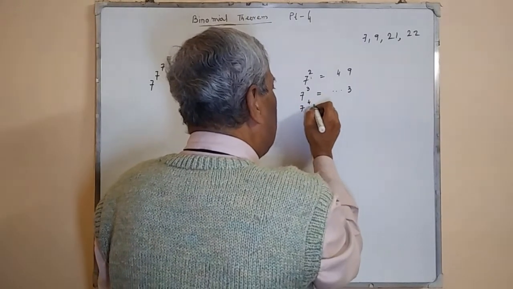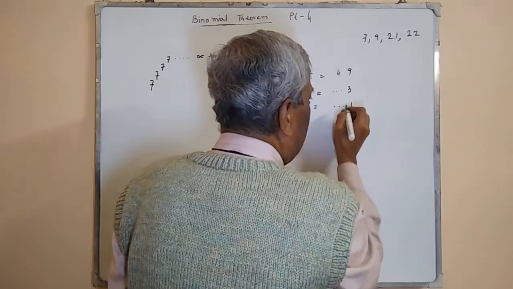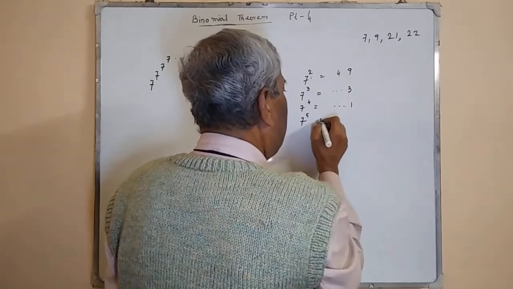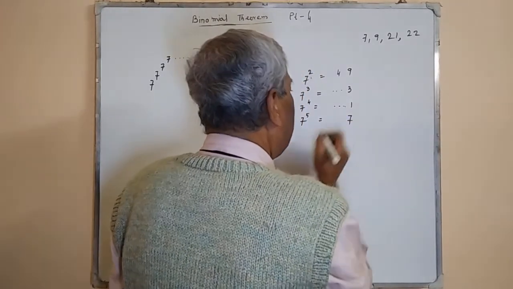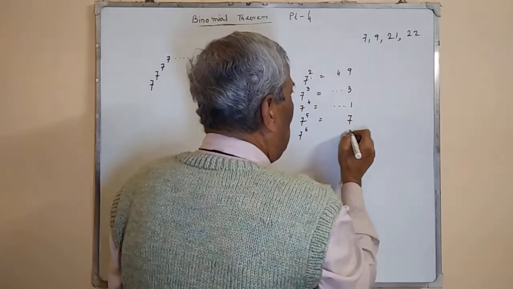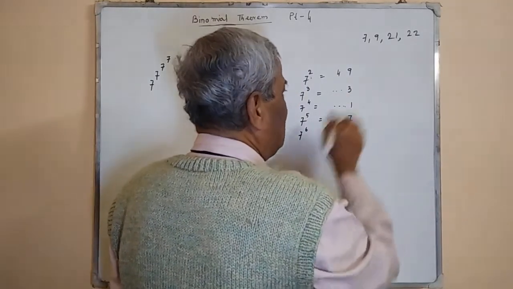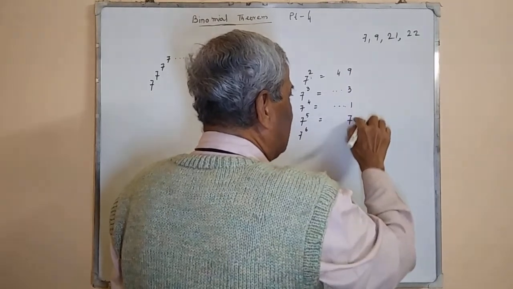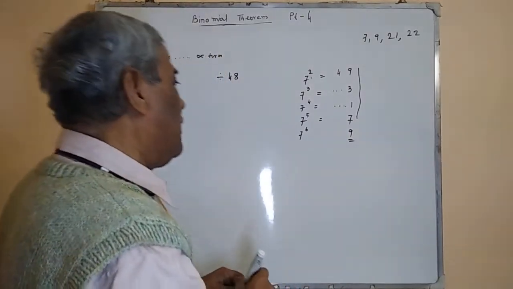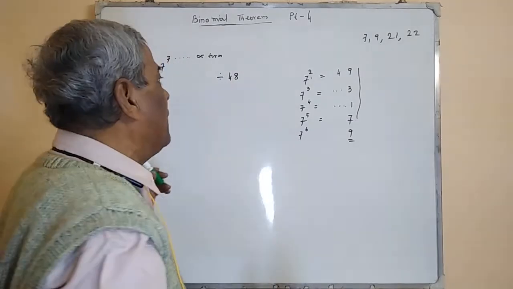7 to the power 4, again 7 into 3 is 1 in unit position, so it is an odd number. 7 to the power 5 is again 7, and 7 to the power 6 is 9 in unit position. After that 7 to the power 7 etc. will be repeated from that. So these things will be repeated. So any power of 7 is always an odd number.